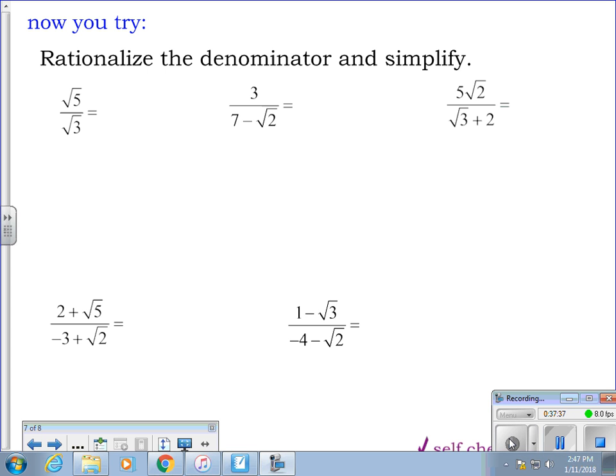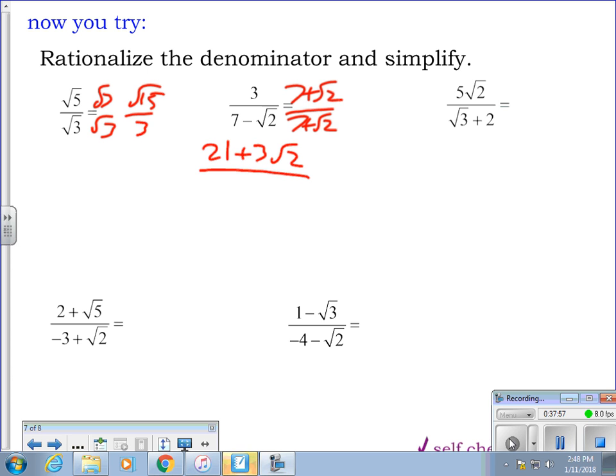That's enough of that. So, multiply by root 3 over root 3, and I get root 15 over 3. Multiply by 7 plus root 2 over 7 plus root 2. And I end up with 21 plus 3 root 2 over 49 minus 2, which is 47.